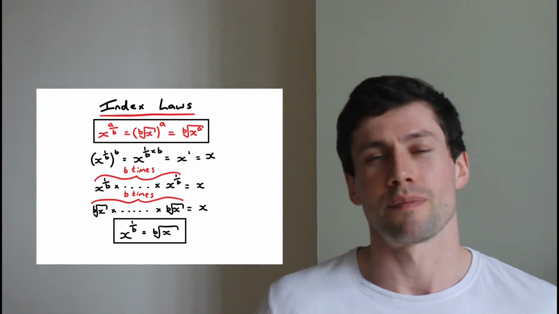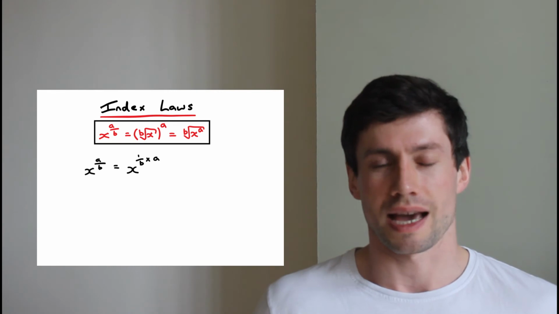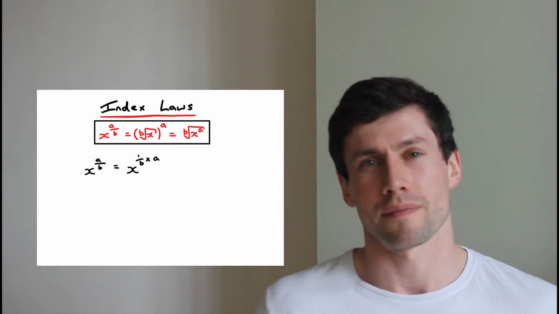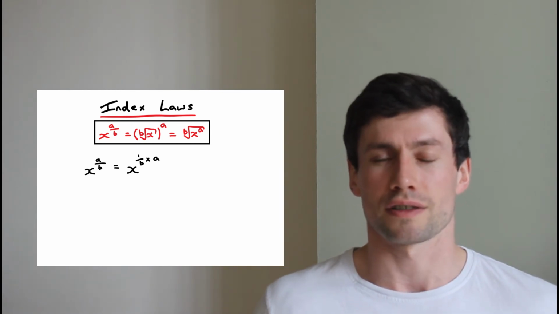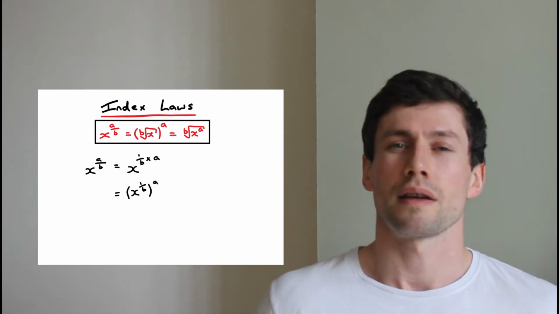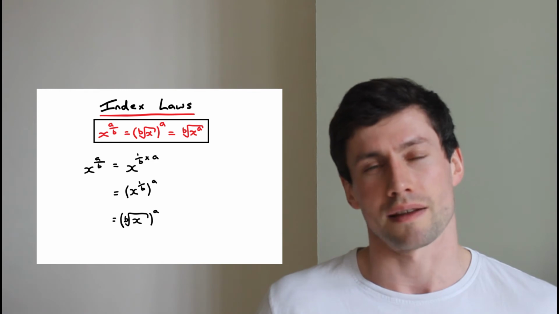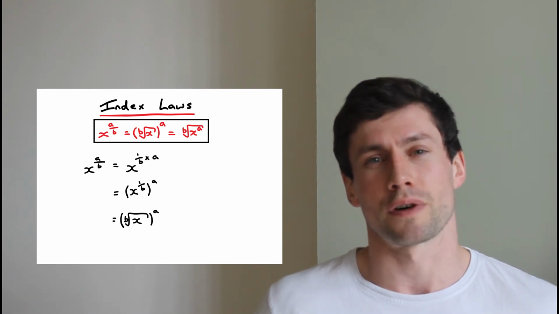We are now ready to bring back in the a. We can express x to the a over b as x to the power of 1 over b times a. We can then use the third rule of indices to take this outside a bracket, so we get x to the power of 1 over b, to the power of a. This then becomes the bth root of x all to the power of a, and the first part of the proof is finished.